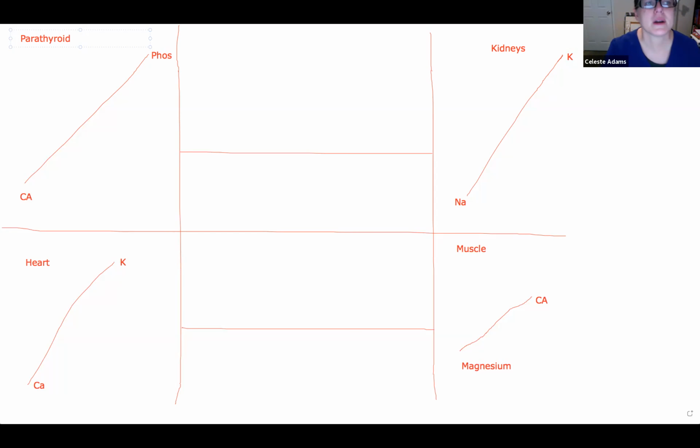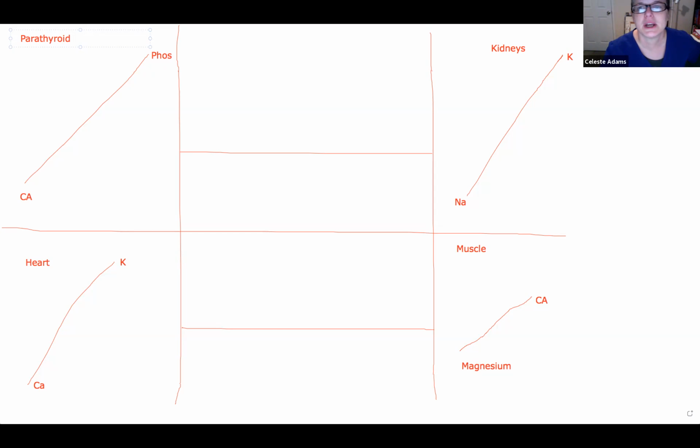So these are the organs or the tissues where the electrolytes are balanced. The parathyroid is going to balance out the phosphorus and the calcium. The kidneys are going to balance out the potassium and the sodium. The heart is going to balance out the potassium and the calcium. And the muscle is going to balance out the calcium and the magnesium, but it's going to be just a slight, very subtle balance.